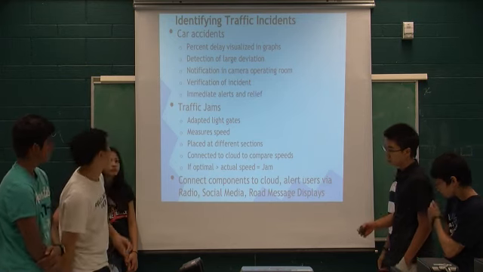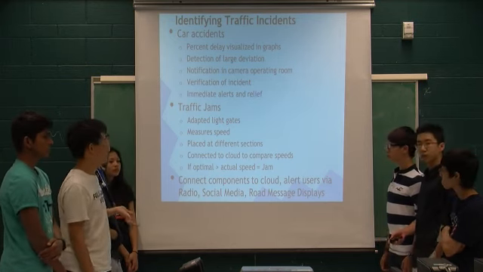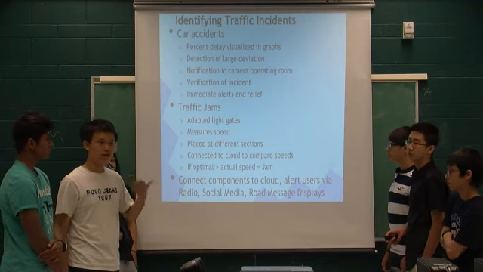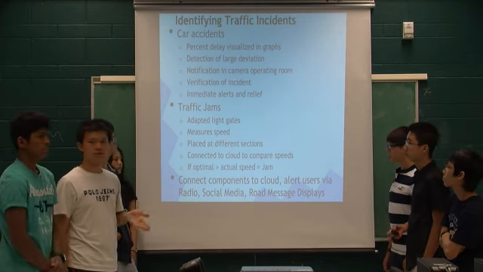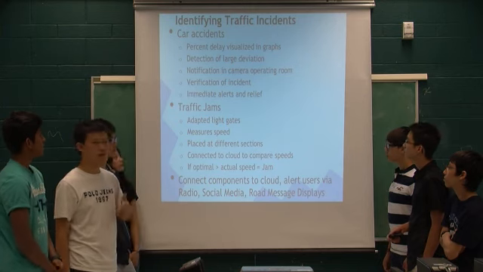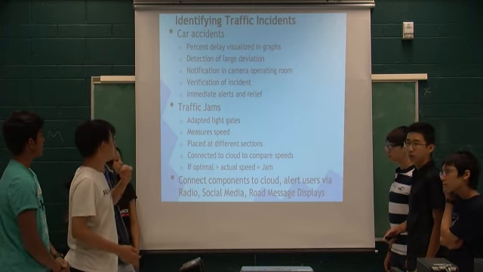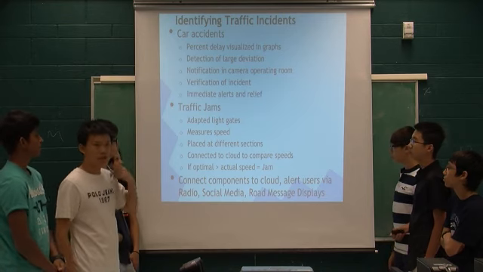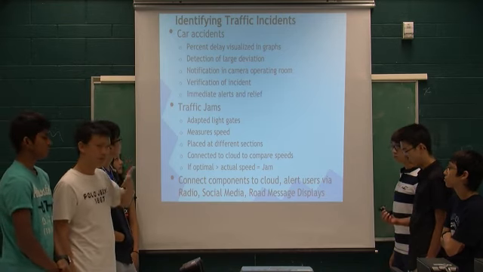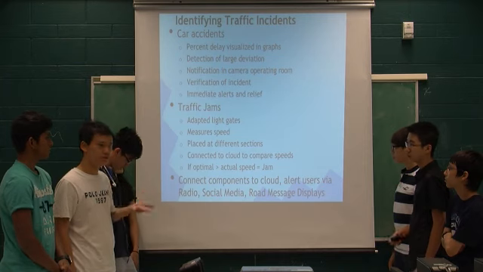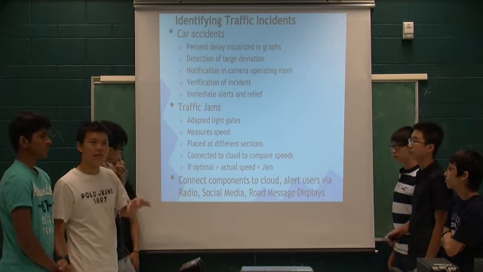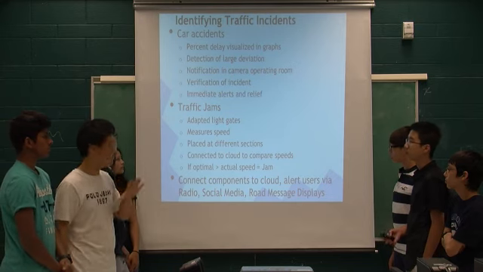Okay, so identifying traffic incidents can help detect and divert users to other highways in case one highway is down. To detect car accidents, we can analyze the graphs and record data as it goes, and we can see the delay and see that something abnormal is happening on the highway.